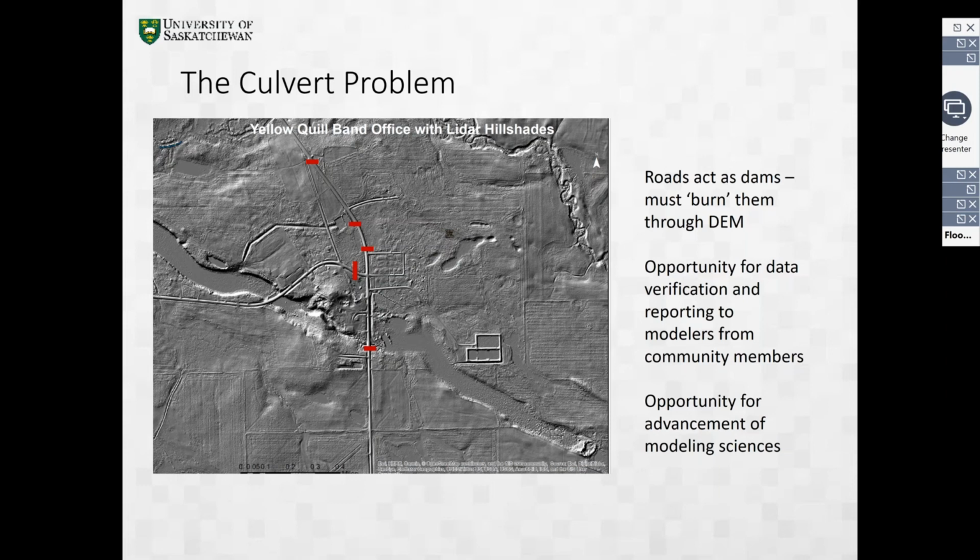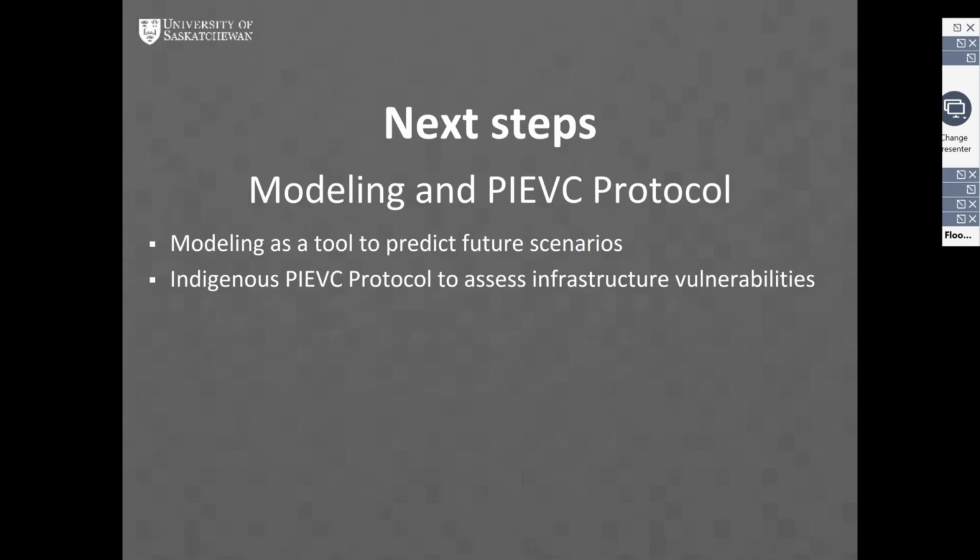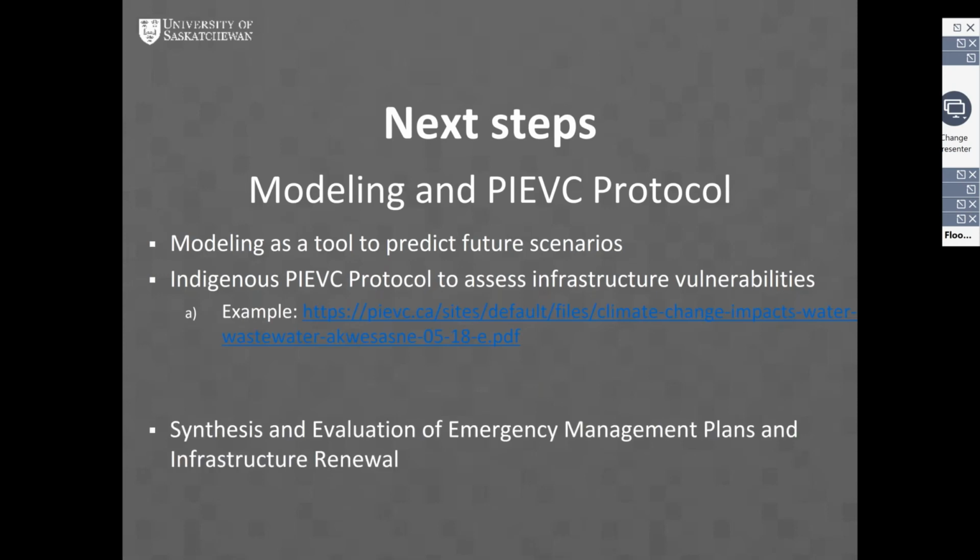So where are we in our next steps? As I mentioned earlier, we're doing an Indigenous PIVC protocol. And in order to do that, we have combined forces with the Ontario First Nations Technical Services Cooperative, who have been able to indigenize the process. In doing so, they're looking at culturally relevant sites and infrastructure, as well as the built infrastructure as dictated to the community by the federal government on where it needs to be and how it could be vulnerable to floods in the future. And we're hoping that those processes can combine together to feed into the emergency management planning in the community and infrastructure renewal.